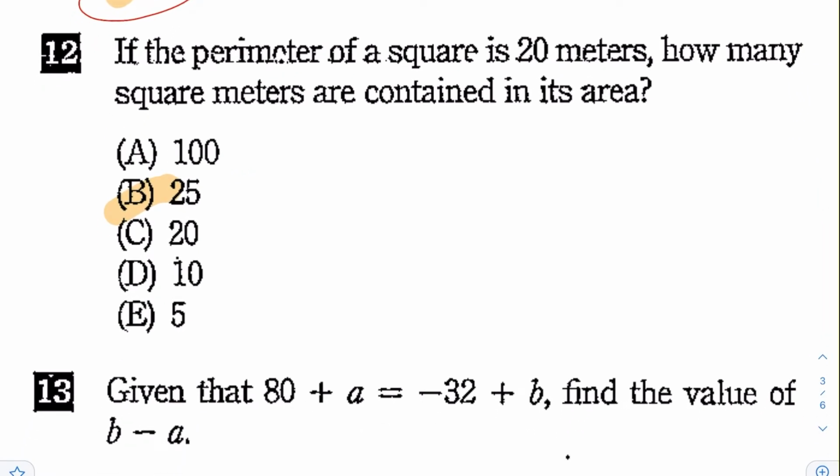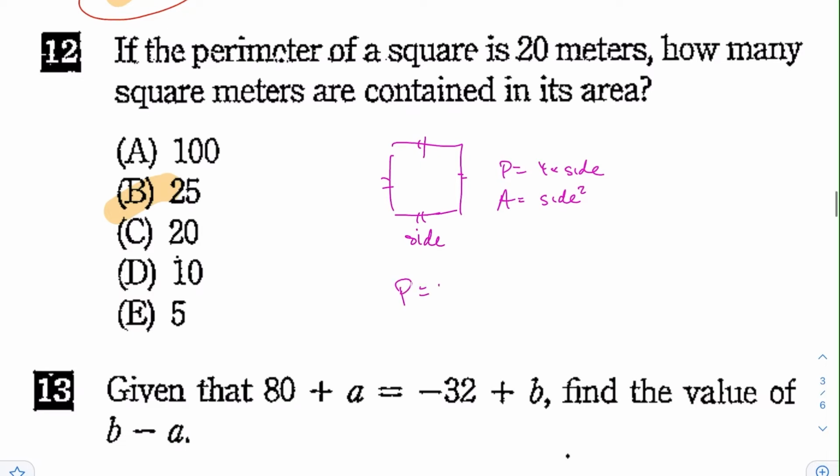Next, for number 12, if the perimeter of a square is 28 meters, then how many square meters are contained in its area? So we have two formulas for a square that you need to know. The perimeter is equal to 4 times side, and the area is equal to side squared. And all sides are equal. So if a perimeter is equal to 20, which is equal to 4s, divide by 4 on both sides, you get that s is equal to 5.